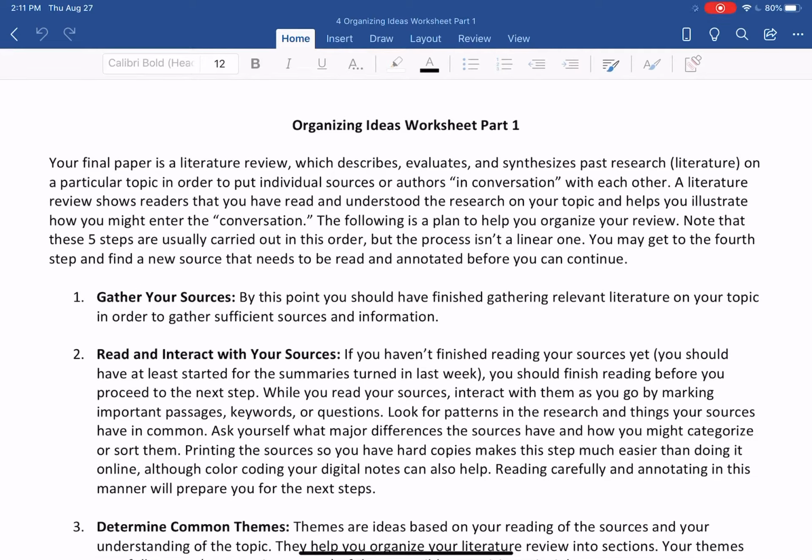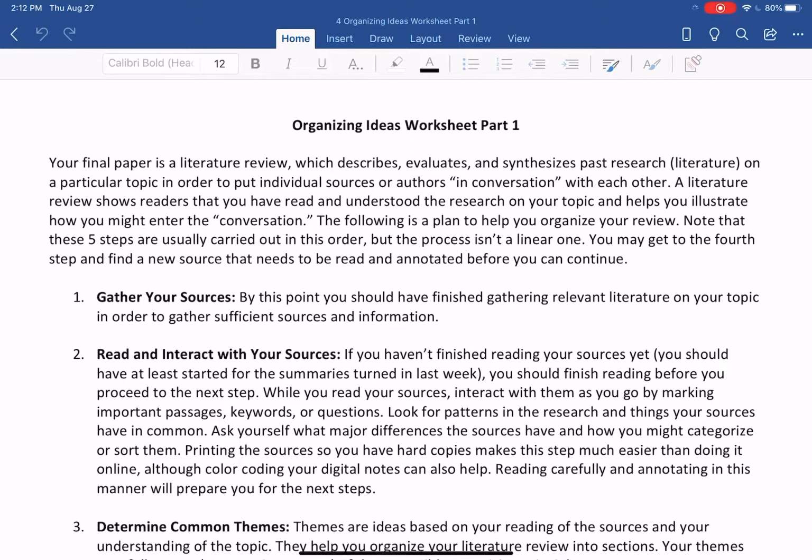All right, so one of the things that students often struggle most with in senior seminar is how to organize their ideas. So for the next 2 weeks we're going to be working on this worksheet that I hope will help you figure out how to organize the ideas that you've had and that you've read in order to get a well-organized paper. So your paper is a literature review.